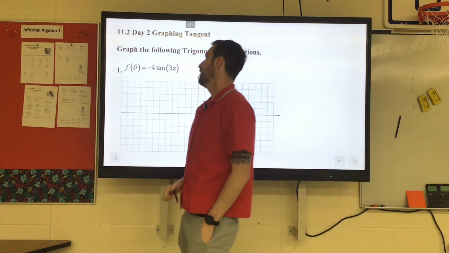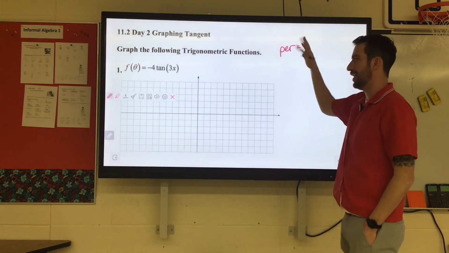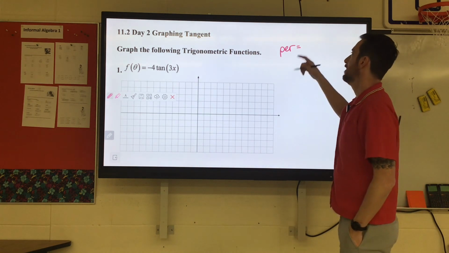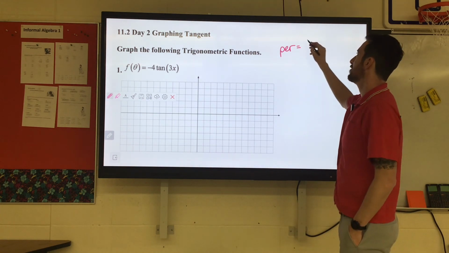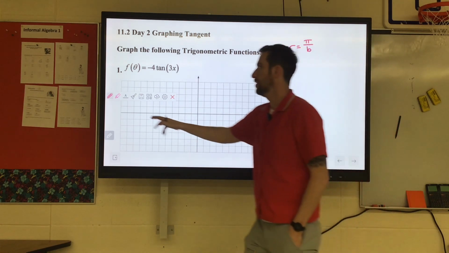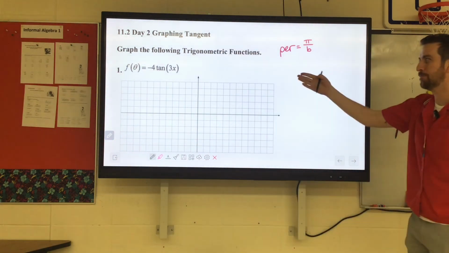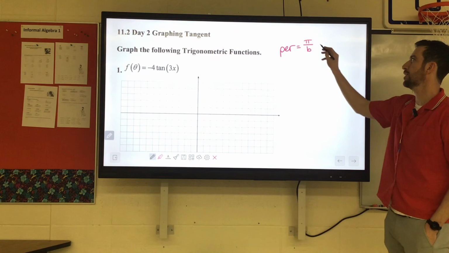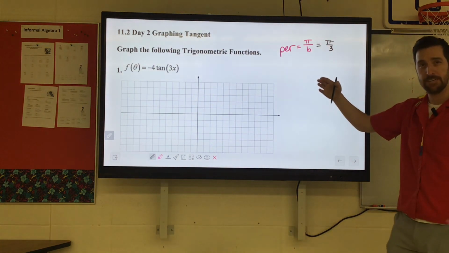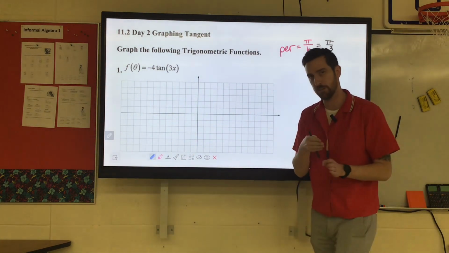So remember, the period for tangent, unlike sine and cosine, which was 2 pi divided by b, the period on tangent is always just pi divided by b. So if you look here, because that's where it starts repeating here, our b is 3. So we're going to figure out pi over 3. That's our period, right? And when we were doing our labels, we divided that into two chunks.